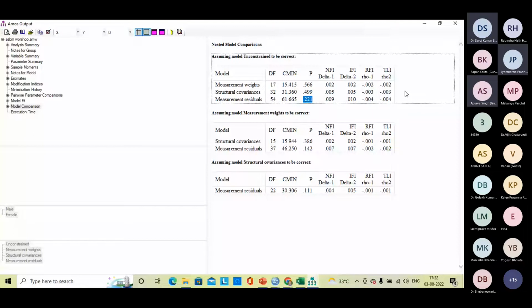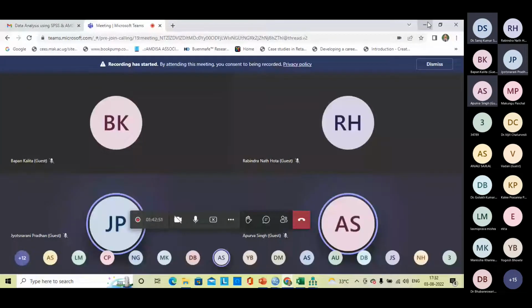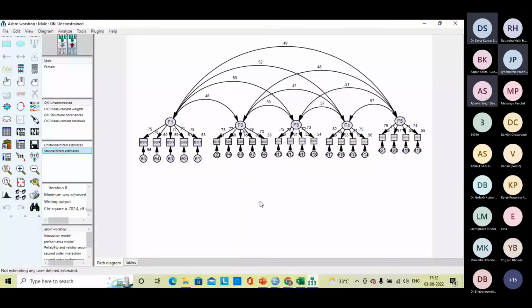Now look at here. Look at my AMOS graphics. Let us go to these values, and we will go to the measurement weights. What is the main theme I said? In the metric invariance, we will constrain the measurement values or factor structure or factor loading or regression weight of the indicator on the factor. There are some options on the left hand side: unconstrained, measurement weight, structural variance, likewise.